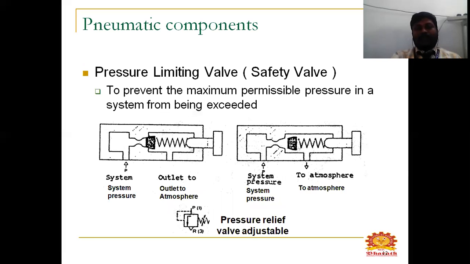And next one is the safety valve, otherwise called a pressure limiting valve, to prevent the maximum permissible pressure in a system from being exceeded. This is the safety valve, and this is the system pressure. If the system pressure is high, the valve will automatically open, and the outlet port to atmosphere will come from this valve.